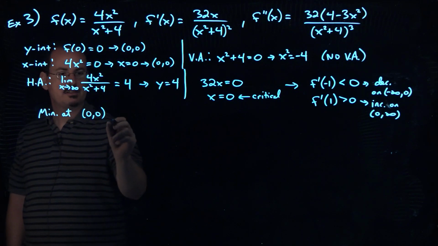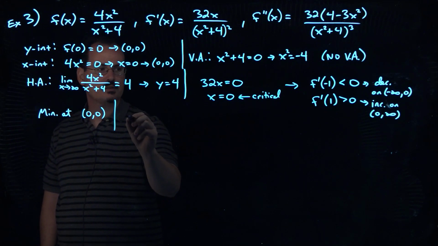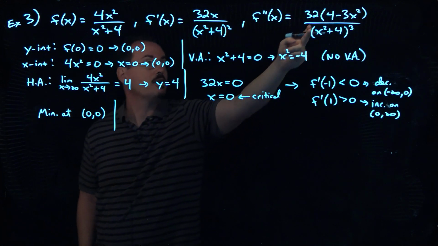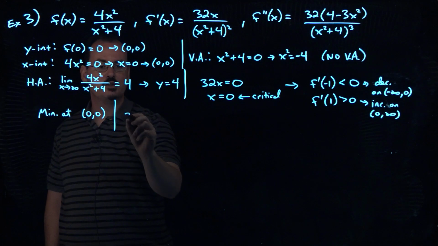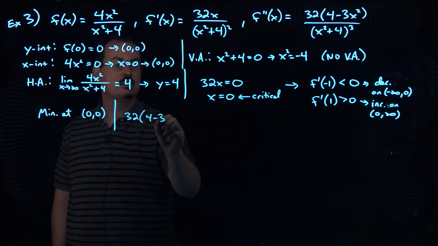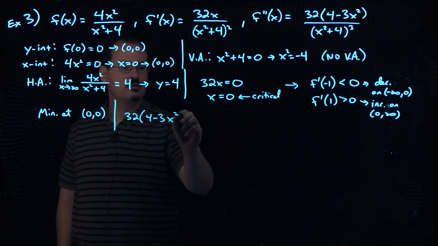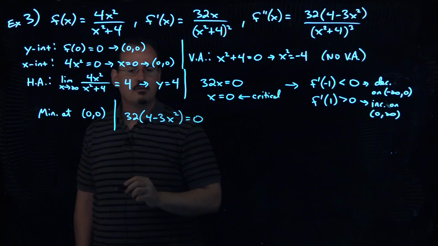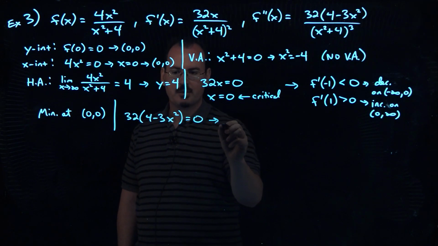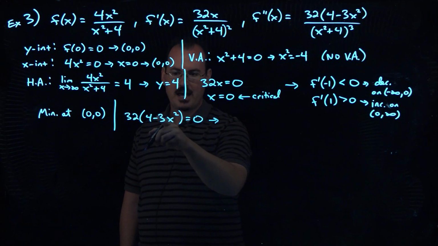Let's do the concavity stuff now. So for the concavity, we need to set the second derivative equal to 0. Again, really all we have to do with these rational functions is just set the numerator to 0. So 32 times (4 minus 3x squared) equals 0. Well, again, the 32 is not going to matter. I can just divide both sides by 32. So I'm going to get 4 minus 3x squared equal to 0.